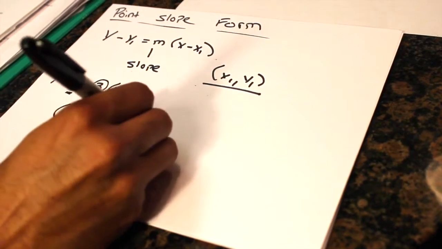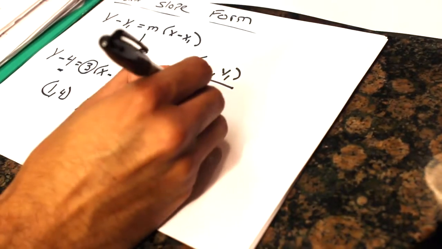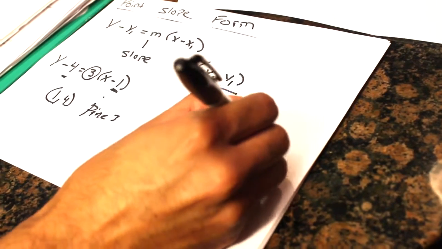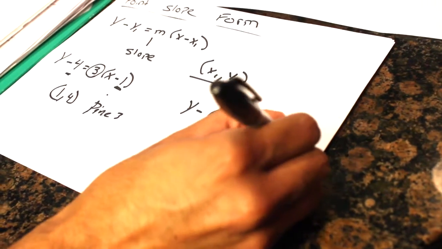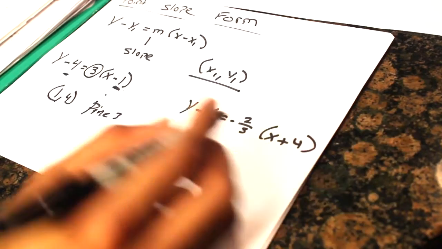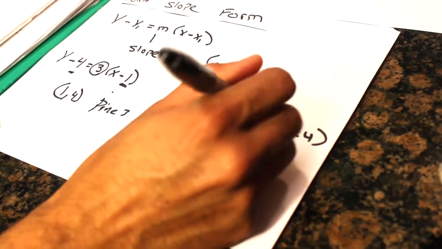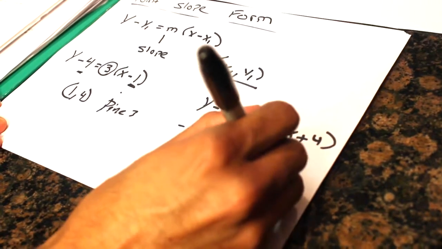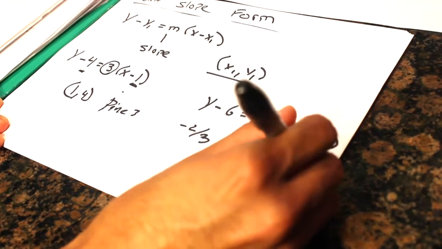And then we'll do one more example here. y minus 6 equals negative 2/3 times x plus 4. So this is a line with a slope of negative 2 over 3, and the point is (negative 4, 6).